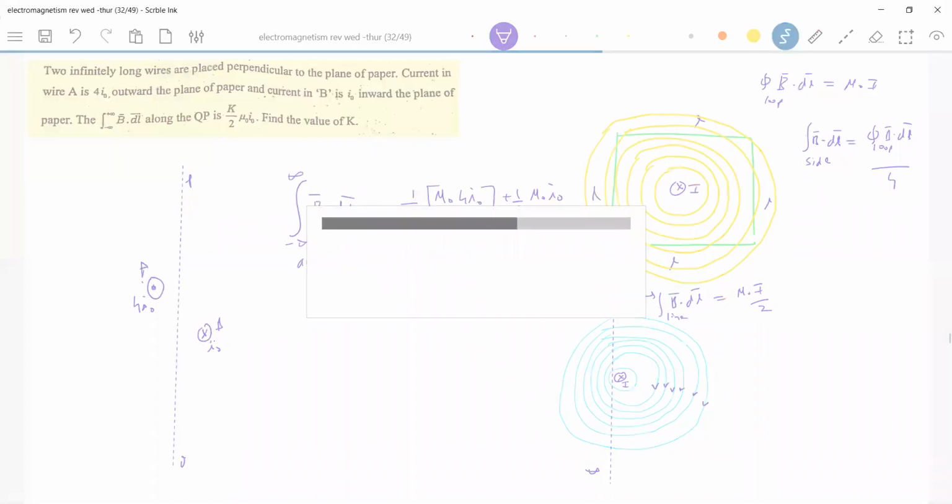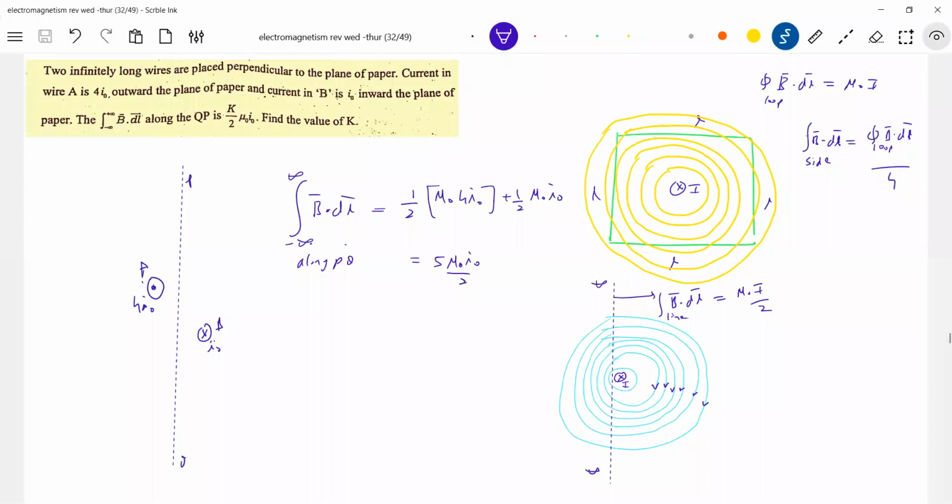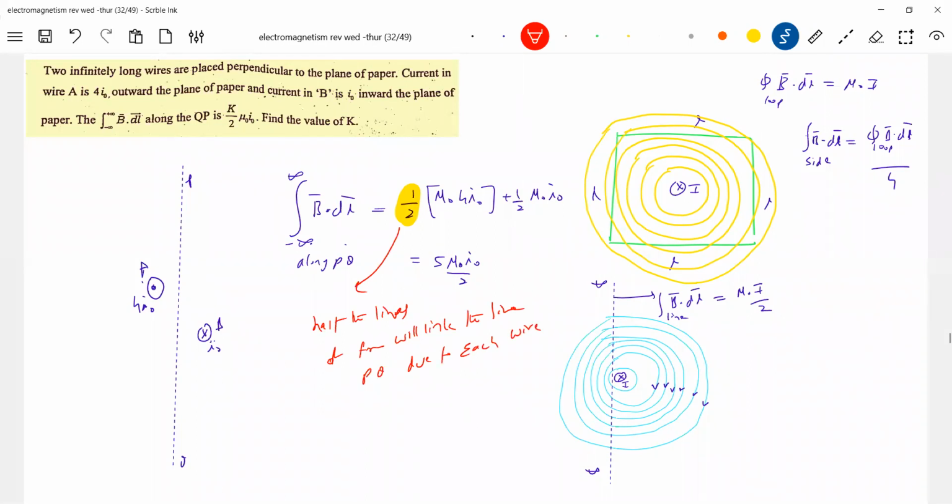I think somehow we should go back to our basics. Whenever any situation comes, we should always stick to the basics. That B bar dot dl is some sort of lines of force linking only; it will tell us the information. Why that half? Any reason we should give? Half of the lines of force will link the line PQ. For a logical explanation we are putting this due to each wire.